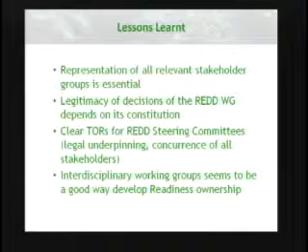The legitimacy of the decisions of the REDD working group very much depends on its constitution. A clear terms of reference for the steering committees, a legal underpinning, and concurrence of all the stakeholders is key to the success of the decisions made by the working group and for the ultimate implementation of the proposal. Interdisciplinary working groups seem to be a very good way for developing the readiness ownership.